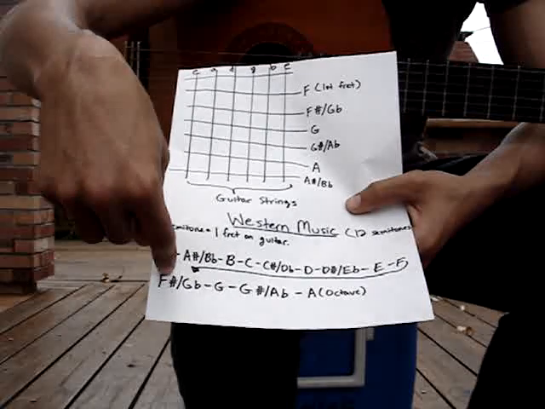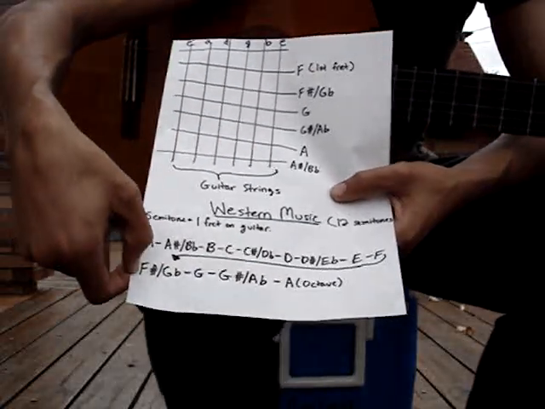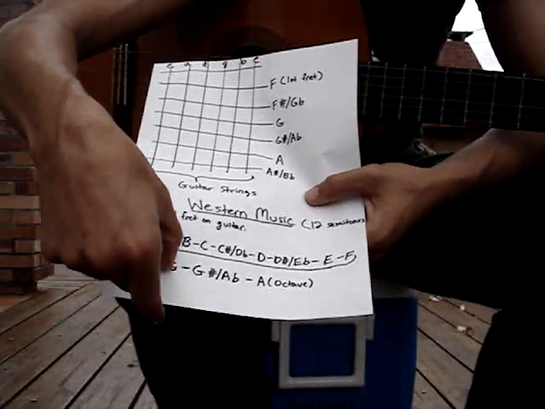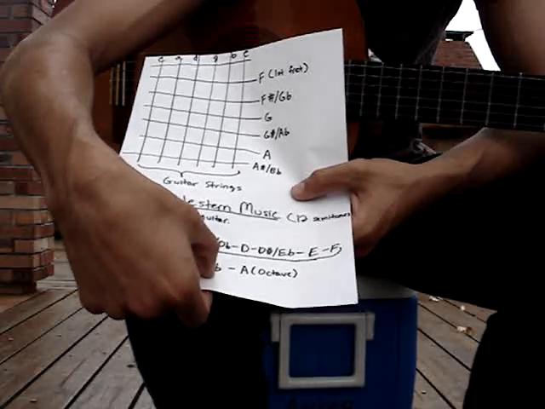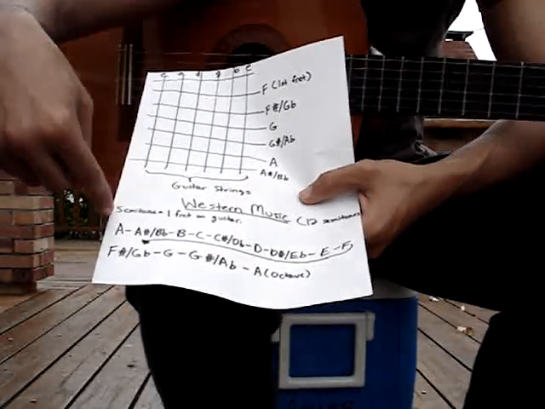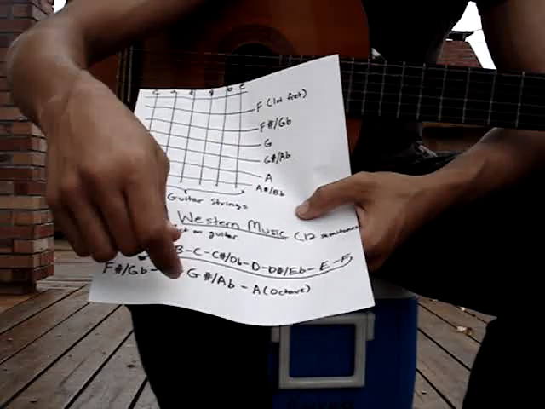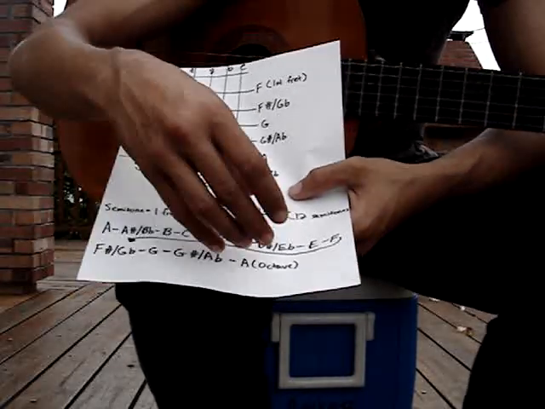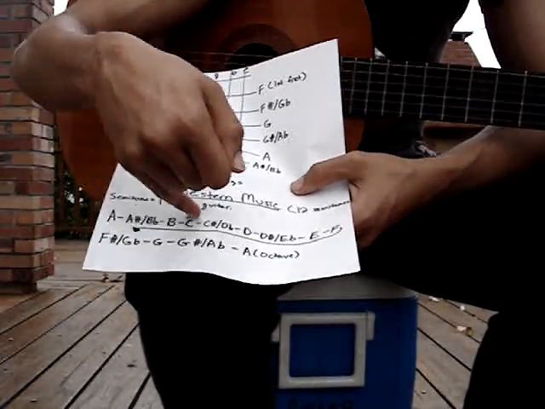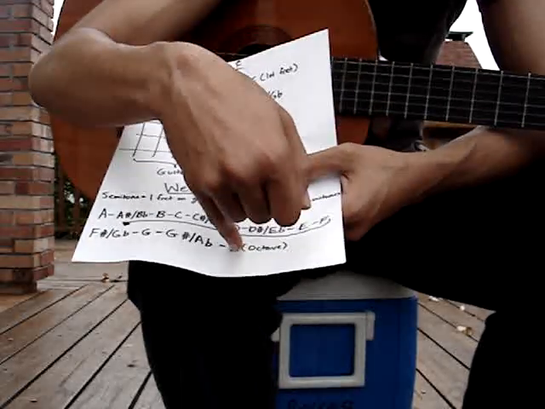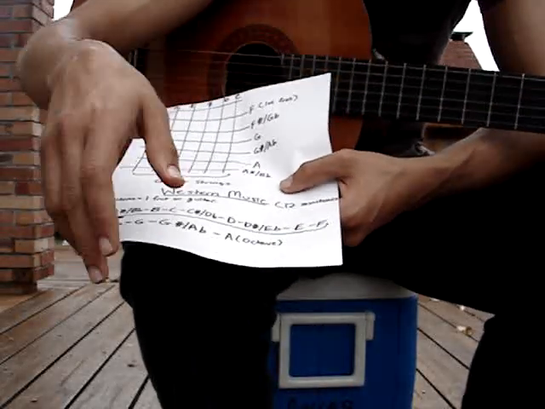Now it goes all the way back here. I ran out of space. F sharp, G flat, G, G sharp, A flat, and then A is the octave. So as I said earlier, it's the 12 semitones, boom, boom, boom. Then you have your A again, which is the octave of the A.